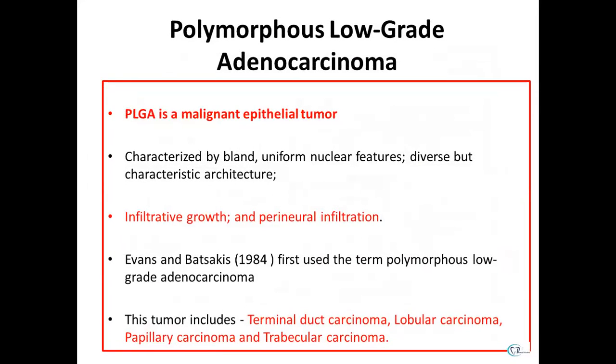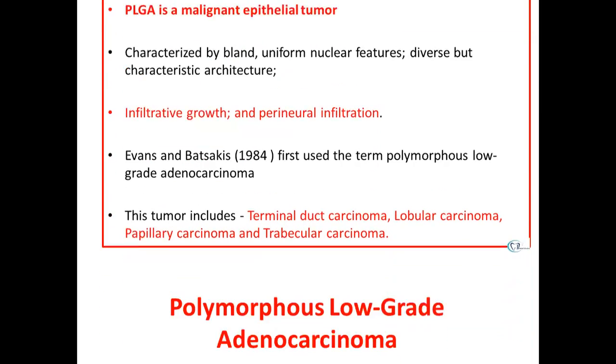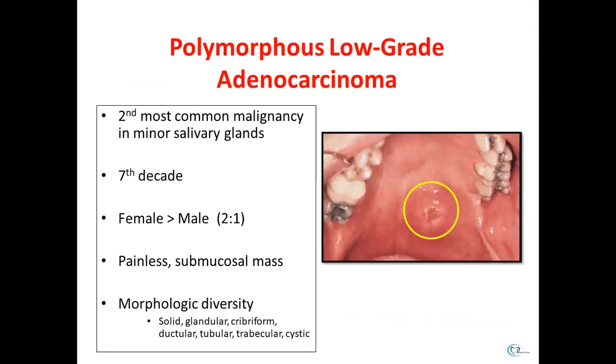Now, starting with the introduction of PLGA, it is a malignant epithelial tumor characterized by a bland cell population with uniform nuclear features, but it shows diversity in the histology and the architecture. When we talk about its growth, it is infiltrative in nature and it also shows perineural invasion. The term polymorphous low-grade adenocarcinoma was first used by Evans and Batsakis in 1984. Till that time, PLGA included all the tumors such as terminal duct carcinoma, lobular carcinoma, papillary carcinoma, and trabecular carcinoma. Now, it is the second most common malignancy in the minor salivary gland.